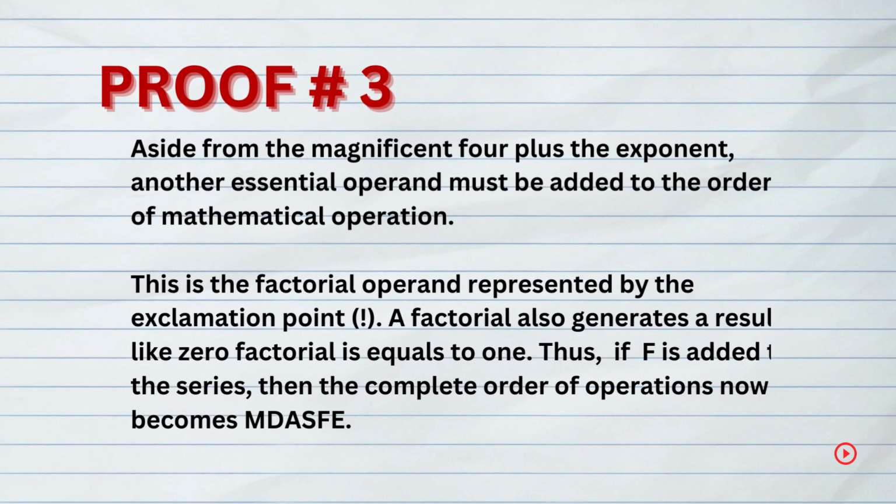Proof number 3. Aside from the magnificent 4, plus the exponent, another essential operand must be added to the orders of mathematical operation. This is the factorial operand represented by the exclamation point. A factorial also generates a result, like 0 factorial is equal to 1. Thus, if F is added to the series, then the complete order of operations now becomes MDASFE.